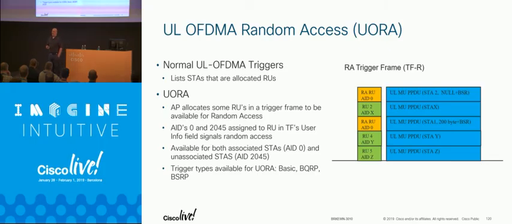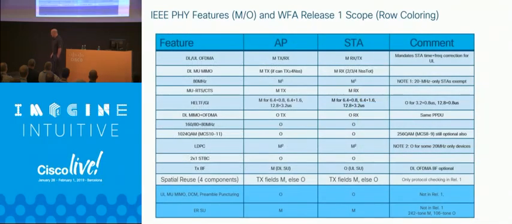I've got 2 reserved. They're called UORA. So I've got 0 and 2045 reserved. And that is where if you're a new client coming in or you're an existing client that lost his way, you can broadcast and play with normal contention rules on either one of those time slots and get back into the scheduler. So it's pretty well thought out.